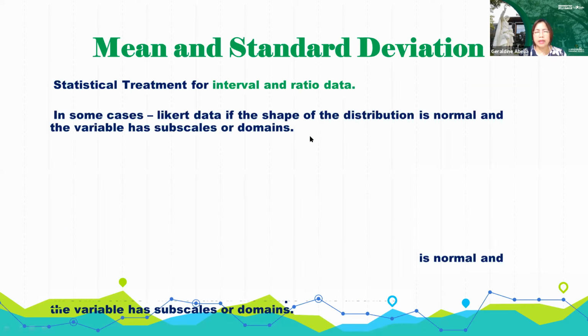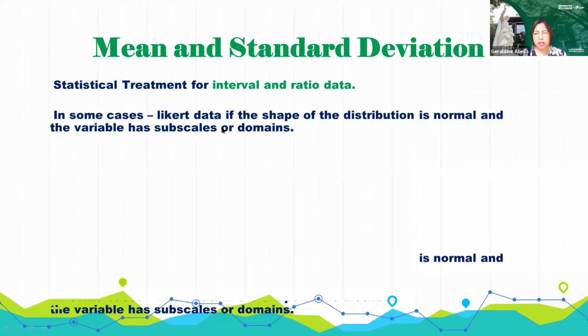In some cases, we take the mean if the data are Likert, because there are 2 schools of thoughts. There are statisticians who belong to the old school of thought, or for non-parametric side and parametric side. So if the distribution of the Likert data is normal and the variable that is being measured has subscales or domains, you may take the mean and standard deviation, like attitudes. If you're going to measure the attitudes of nursing students towards a particular subject, there is a construct for attitudes, and attitudes have several domains, and the responses are Likert responses, the degree of the level of agreement on every statement of the instrument.